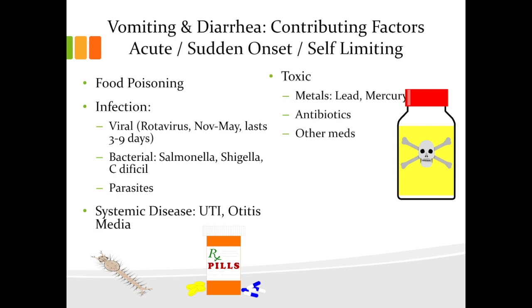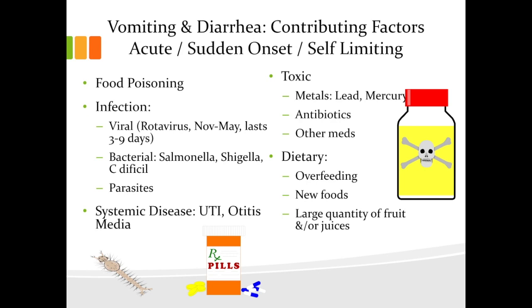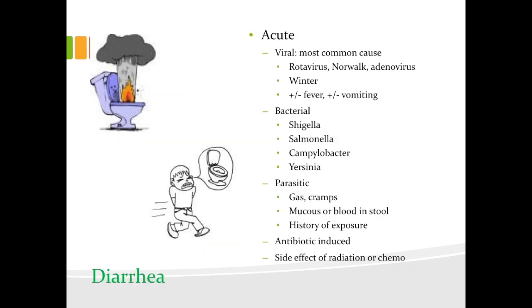Toxins can also lead to diarrhea, and then overfeeding new foods that the child isn't ready for, and large quantities of fruit and juice can also increase vomiting and or diarrhea. So this slide basically just reiterates what I just said, but it's clumped nicely about when you would expect rota, what the symptoms are. The parasites, they can have a lot of gas and cramping.